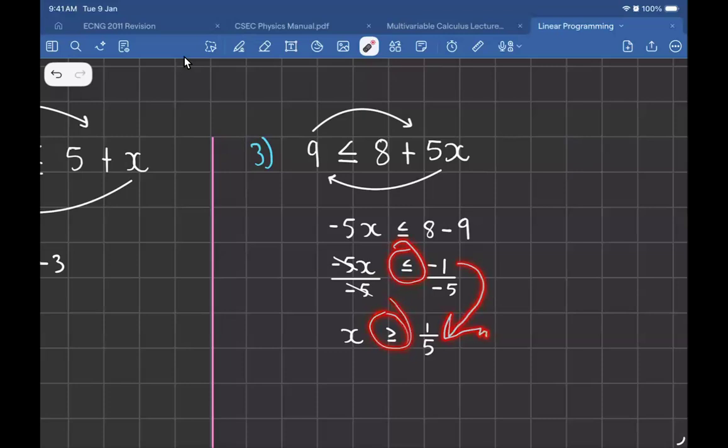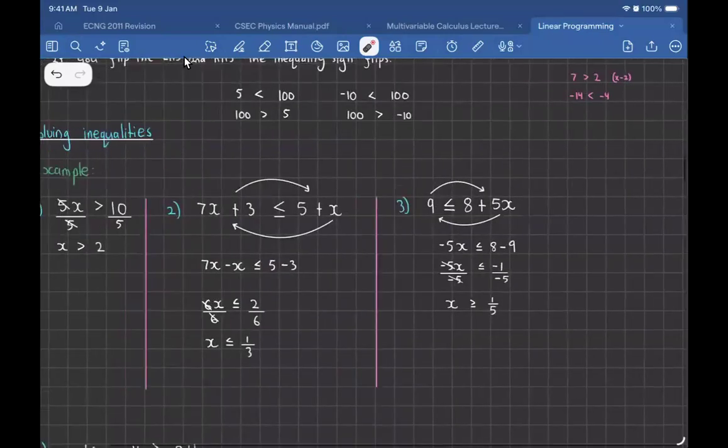Elaborate. We had minus 5x is less than or equal to minus 1. But we wanted to find x. So what do we do next? We have to cancel off both sides by minus 5. So what did we do to get rid of the minus 5? Divide by minus 5. Anytime you divide or multiply by a negative number, the sign flips. Yeah, I'll take that.